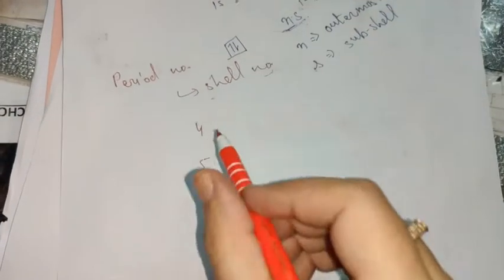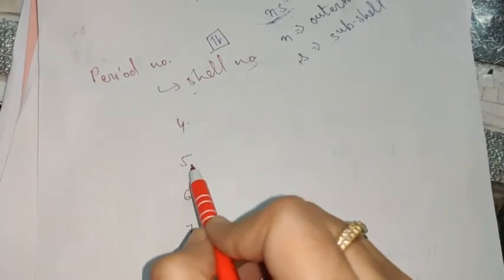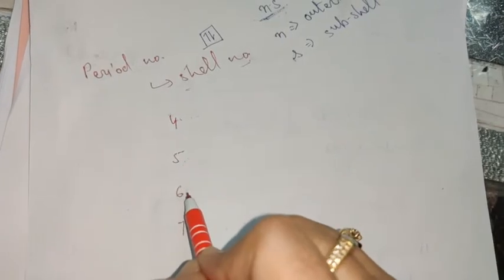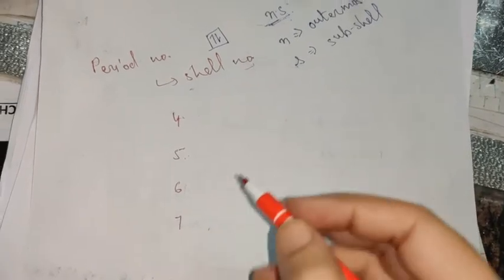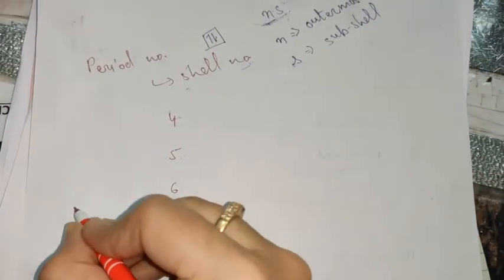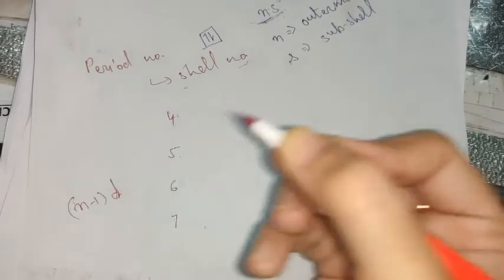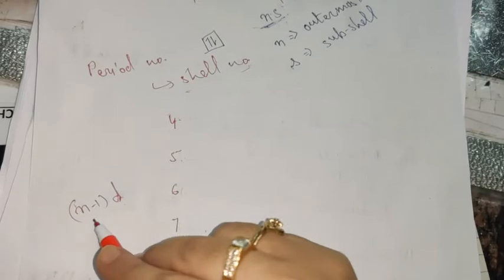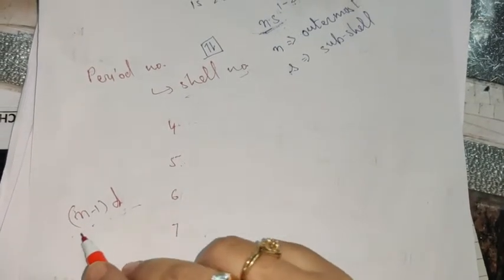So that means 4th period elements will have 4 shells, 5th period elements will have 5 shells, 6th period elements will have 6 shells and 7th period elements will have 7 shells. And if you remember, the electron enters into the (n-1)d subshell. I told you while explaining the general electronic configuration.